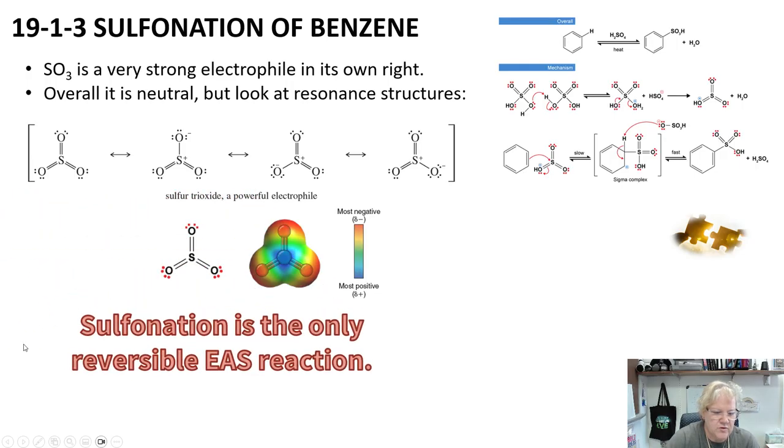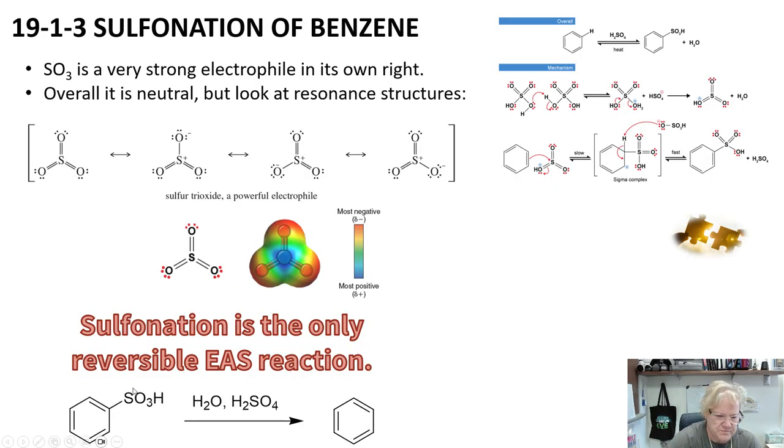But a key thing, you should be taking notes, and that's what these little puzzle pieces are here for. Put a star by this. Sulfonation is the only reversible electrophilic aromatic substitution reaction we're going to look at for EAS. So what happens once you take your sulfonation product here? If you take water and sulfuric acid, you can pull that back off to reform your benzene.